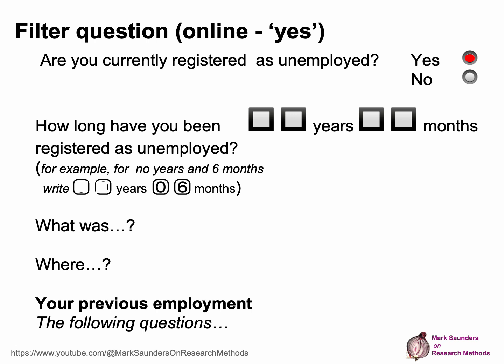So it's straightforward for purposes of answering it for them, because they only get to see the questions that are relevant to them. In this case, because they answered yes to being currently registered as unemployed, they get the question on how long have you been registered unemployed, with an example of how to fill it in. And then there are subsequent questions flowing through afterwards.